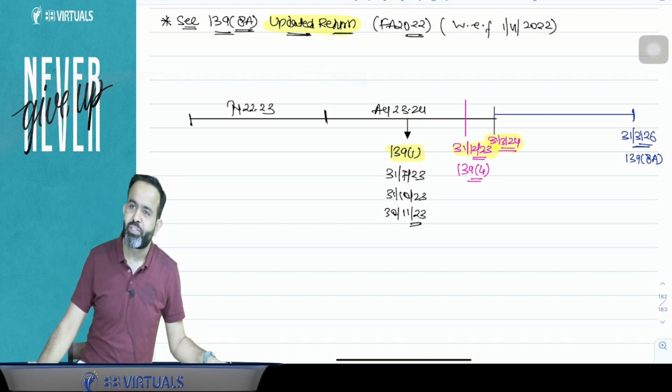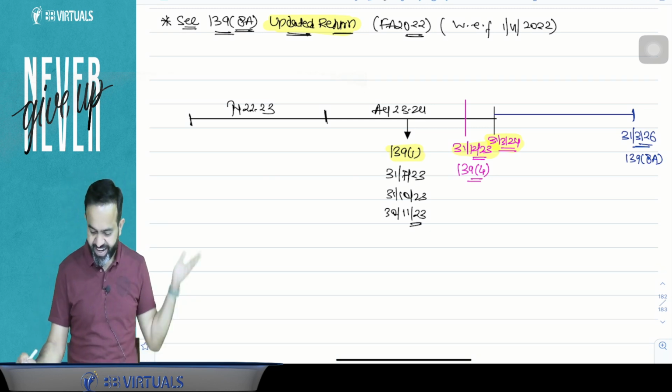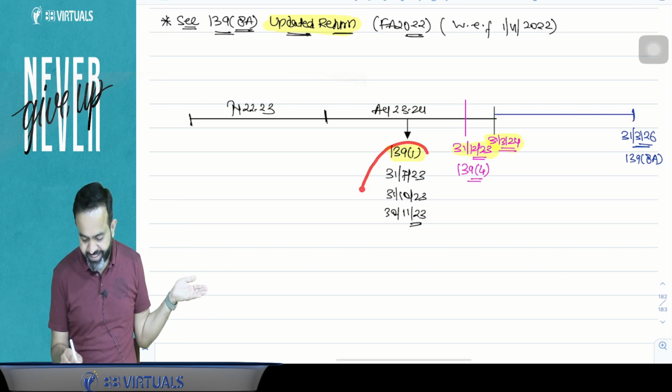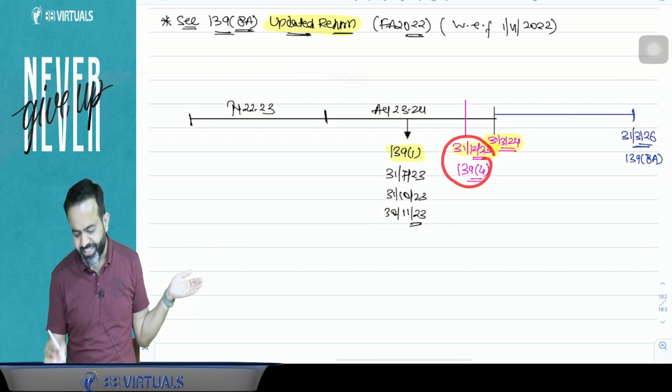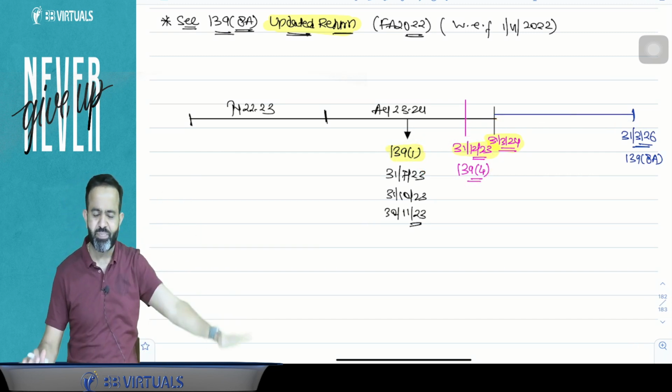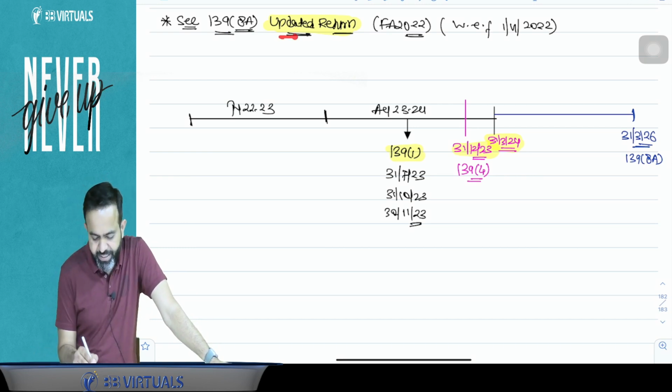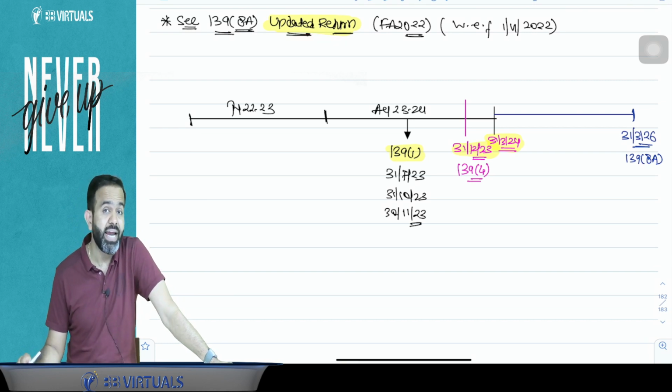Now there will be one question in your mind, sir, when they are having that much time, then why will the assessee file the return now? They will file after that. Now there are lots of time. But the lawmaker says that if you are filing the updated return now, then you have to pay the additional tax.